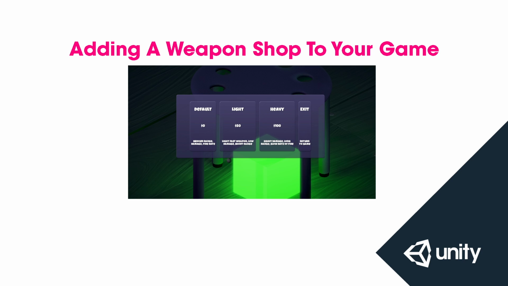In this live training, we're going to take a look at extending the Survival Shooter, or Nightmares, project, which is available for free from the Asset Store. We're using the version that's been upgraded to Unity 5, which you can grab if you want to follow along. And what we're going to do is add a weapons shop to the game.